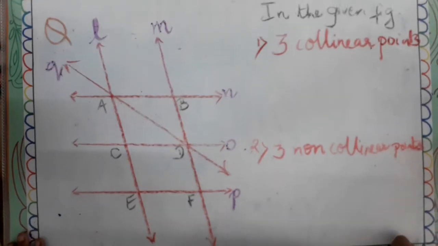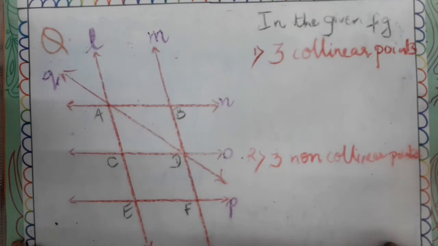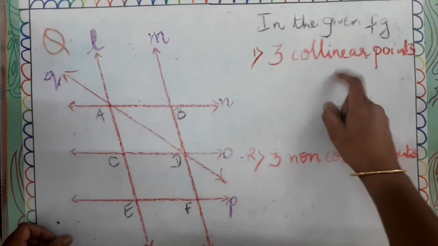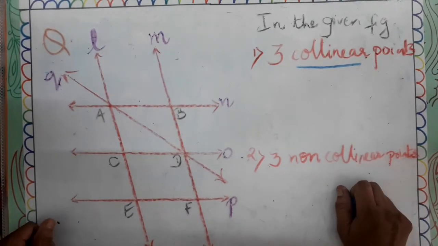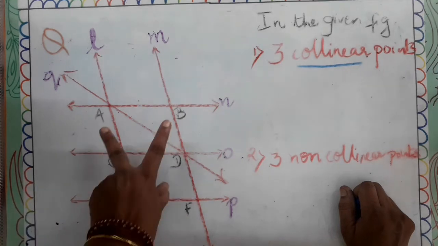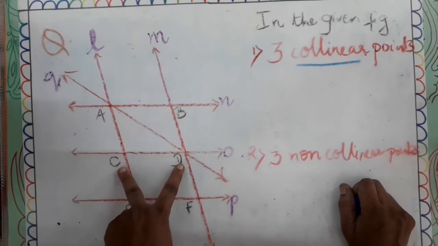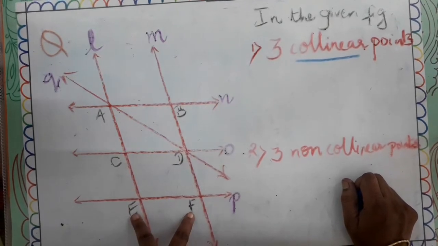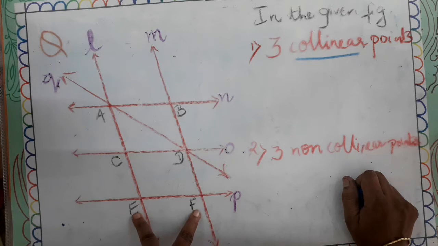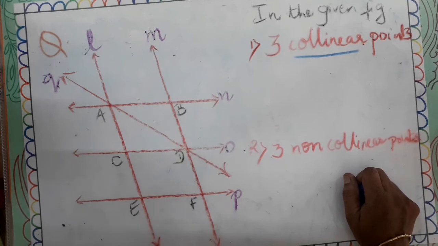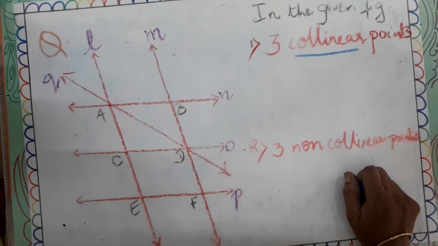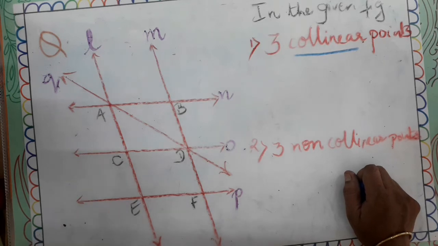Now let us answer this question. First question is, you have to identify 3 collinear points. When I am talking about collinear points, that means you have to see more than 2 points, because 2 points are always in the same line. When you talk about A and B, then C and D, or E and F, they are only 2 points. So you cannot say that E and F are collinear points. 2 points are always in the same line. So here you have to go for more than 2 points.